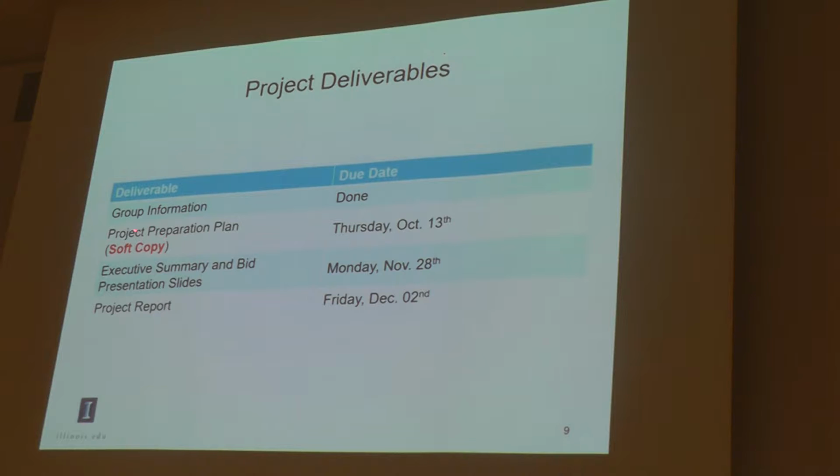And the next deliverable is the project preparation plan, which is due on Thursday, October 13th. This is just a soft copy, meaning you just need to send me an email with your soft copy of your project preparation plan. You don't need to submit any paper-based work. And the next deliverable is the executive summary and presentation slides, which is due on Monday, November 28th. The last and most important thing here is the project report, which is due on December 2nd, on Friday.